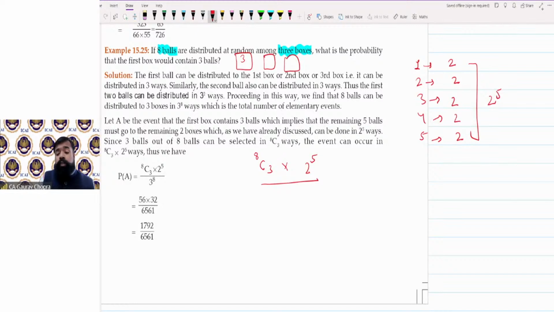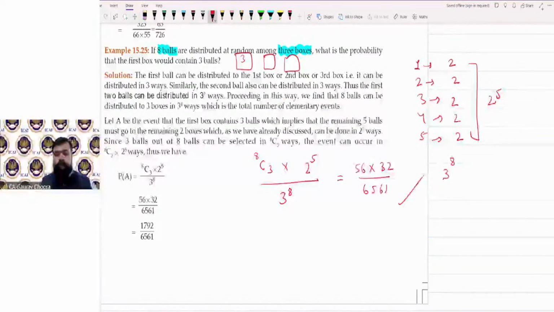Now, the total number of boxes is 3 and the total number of balls is 8. Therefore, 8 balls can be arranged in 3 to the power of 8 ways. Now you can simplify this and get the final result. So 8C3 is 56, 2 to the power of 5 is 32, upon 6561. So this becomes your answer. It's very easy to simplify. So always combination is used when there is more than one selection.